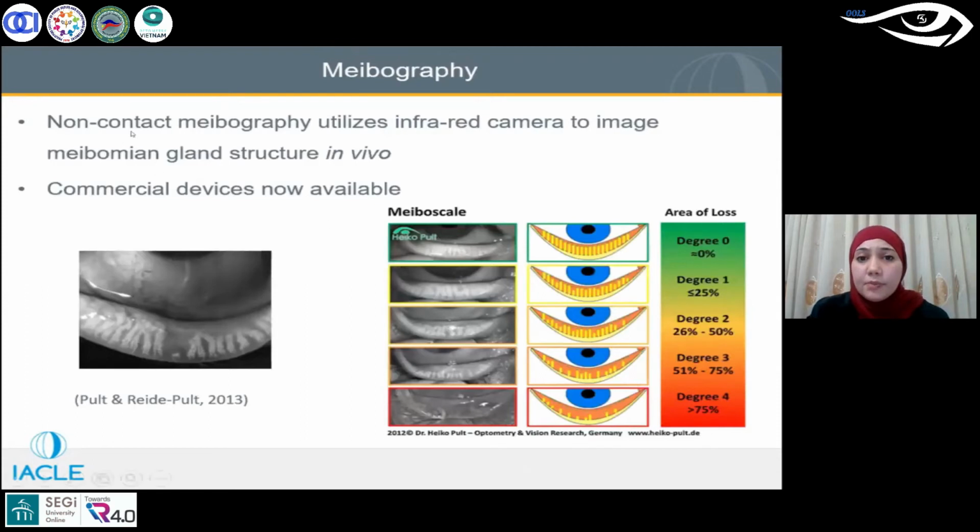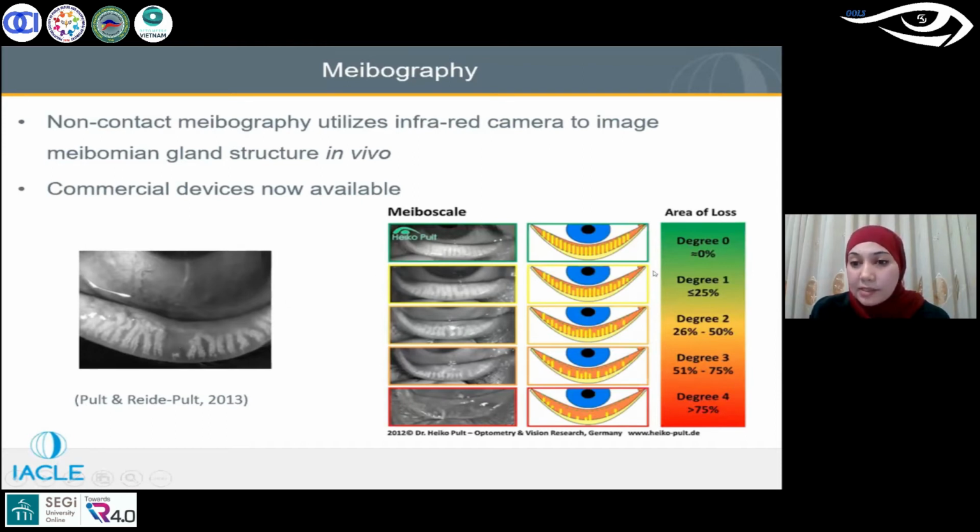Also, another technique to assess the Meibomian gland function is by assessing the quality of the Meibomian gland itself using a non-contact mapography. The non-contact mapography uses infrared, and the device is either mounted on a slit lamp or on a corneal topography. It assesses the Meibomian gland tortuosity and completeness and any areas of dropout. So this area here is a loss of Meibomian gland, and this area is called Meibomian gland dropout.